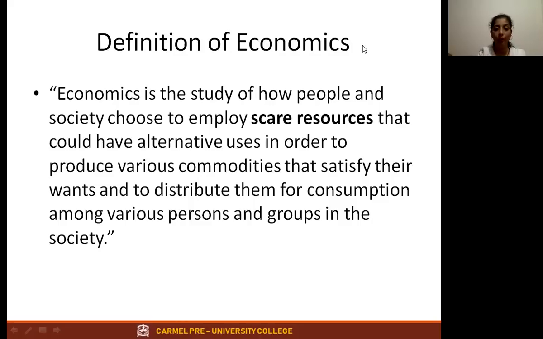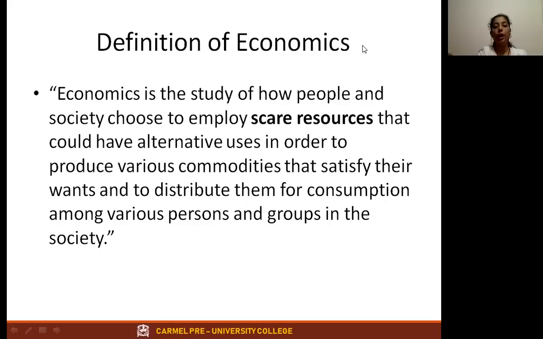Economics is the study of how people and society choose to employ scarce resources that could have alternative uses in order to produce various commodities that satisfy their wants, and to distribute them for consumption.